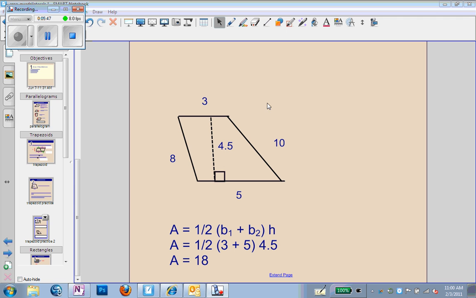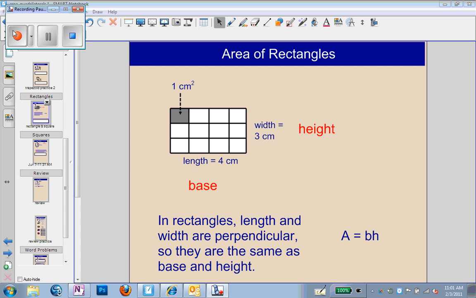In this particular trapezoid, the 3 and the 5 are the parallel sides, therefore they are the bases. 4.5 is the perpendicular distance between 3 and 5. 8 and 10 are the legs. They are not parallel to each other, so those two lengths are irrelevant to our problem. So I'm going to replace b1 and b2 with 3 and 5 and replace my height with 4.5. I'm just going to plug this into my calculator, 1/2 (3 + 5)(4.5), and I'll find that the area is 18.